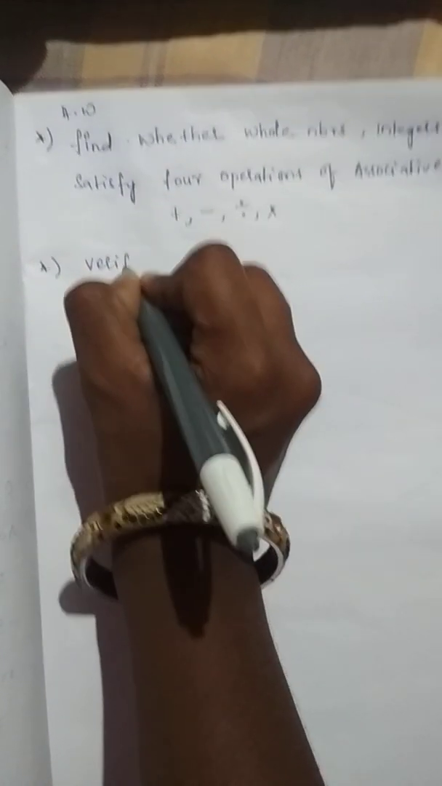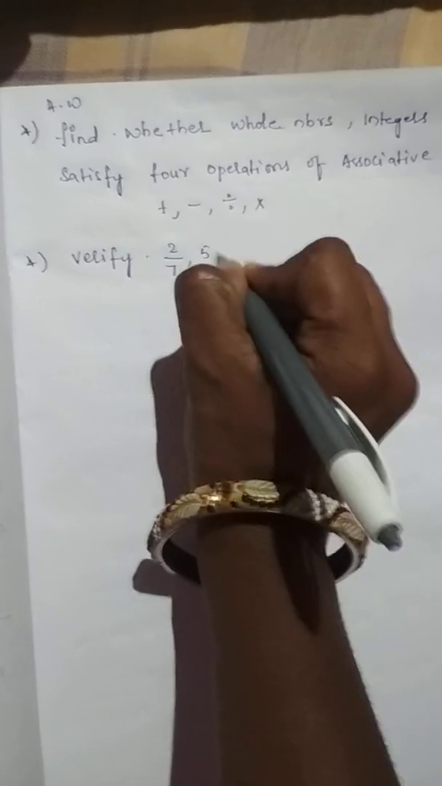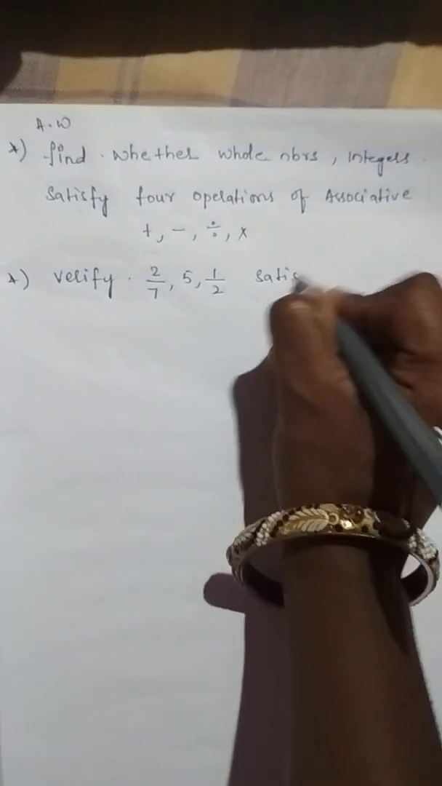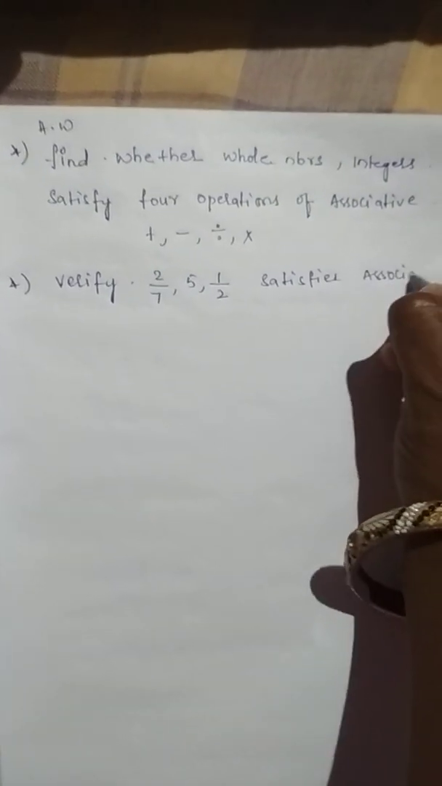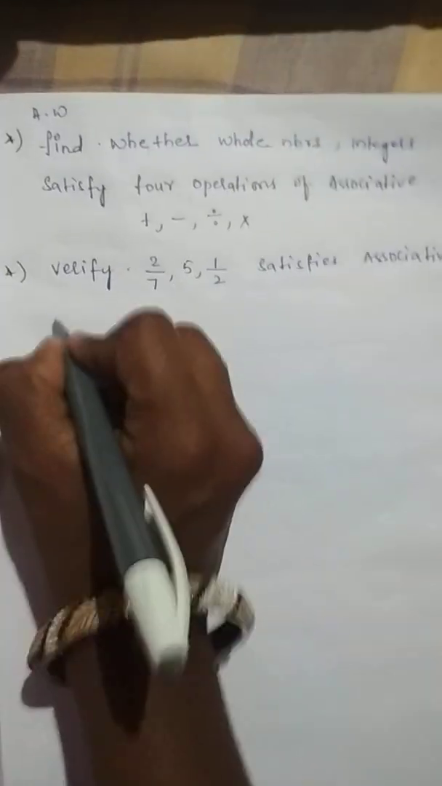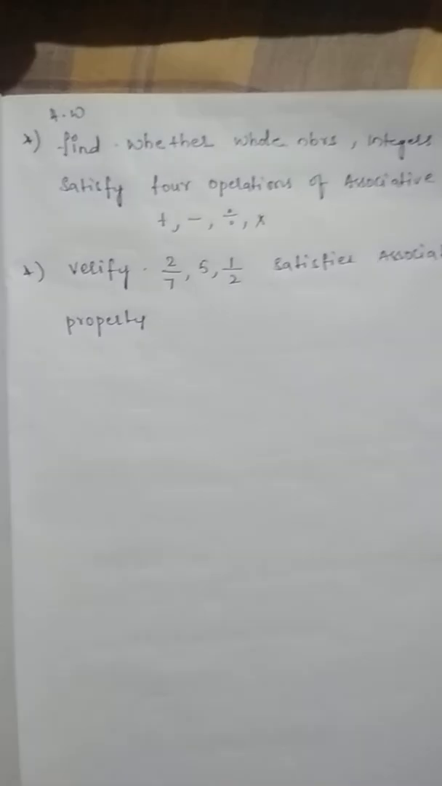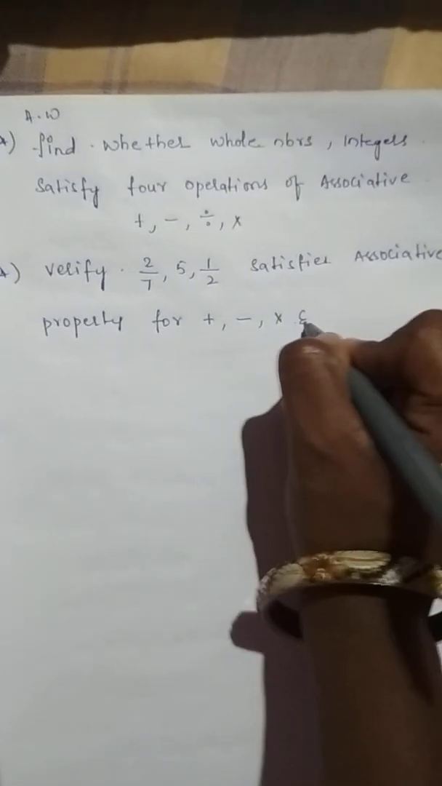And next one, verify whether 2 by 7, 5, comma 1 by 2 satisfies associative property, for plus, minus, multiplication and division.